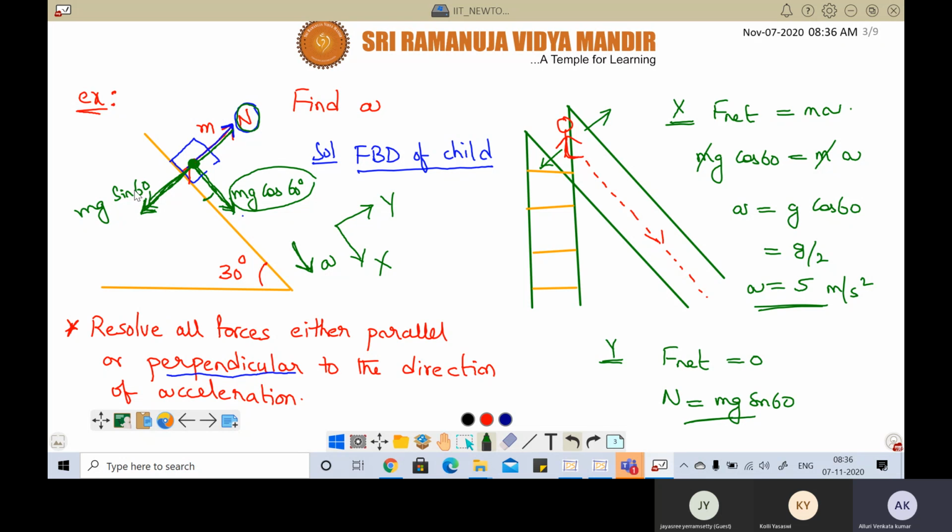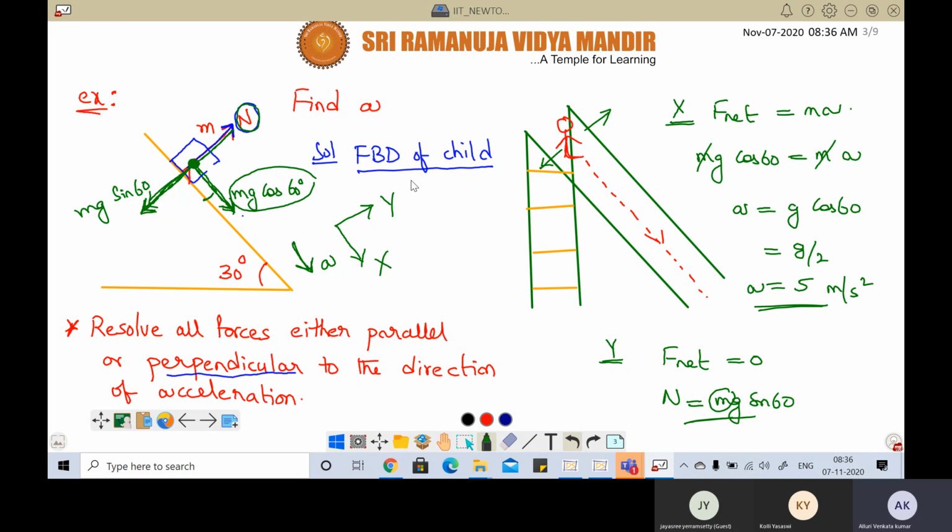So this normal reaction will adjust. Suppose a fat person sits, no problem, or a thin person sits, no problem, because n is an adjustable force. It will change its value depending on m. Suppose if the child is 5 kg, then n will have some value. If the child is 50 kg, then n will have some other value. So it is adjustable.